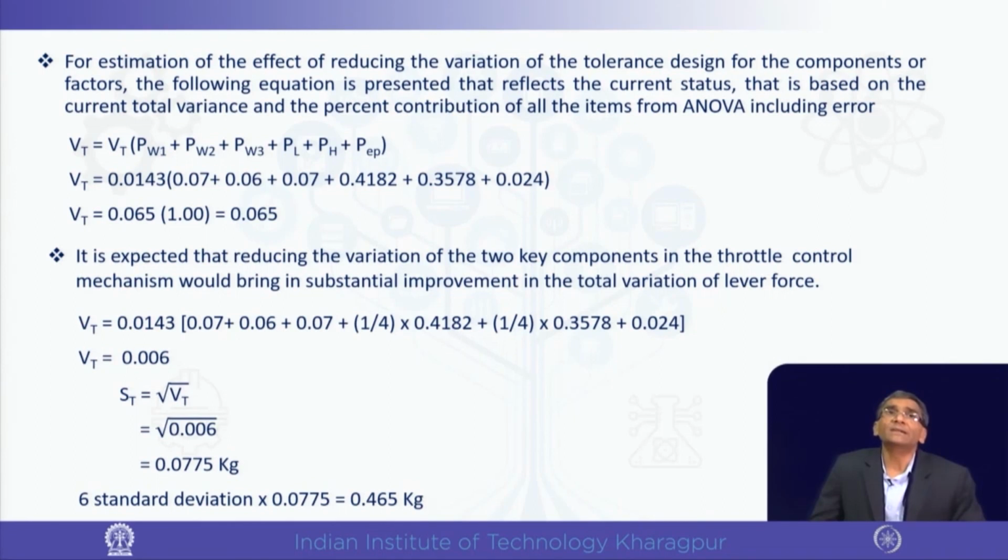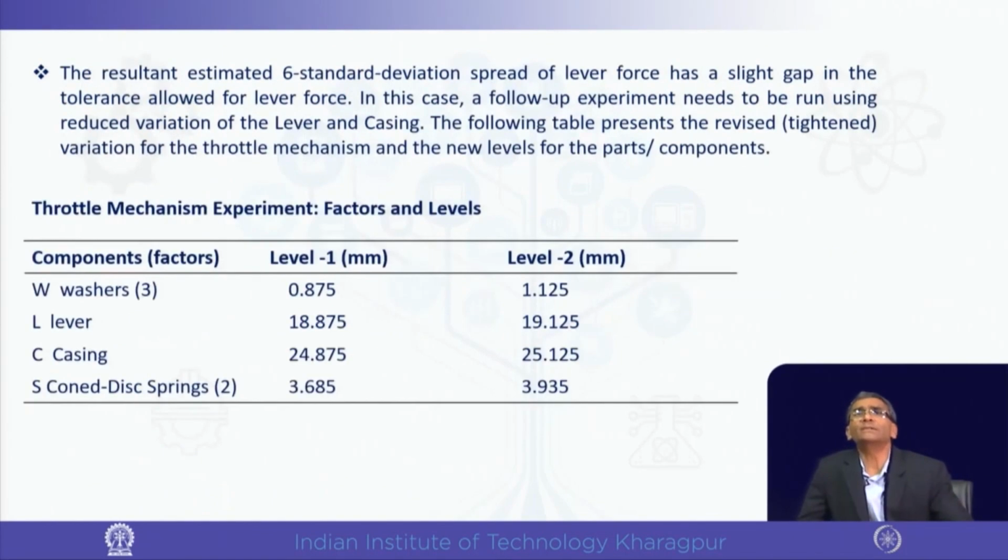Now, 6 standard deviation of that 0.0775 kg is 0.645 kg. Now, we will see if that works. Here you see that the first and last were the same, but in the middle two, the lever and casing, we are reducing the range, which was 18.75 to 19.25. We are increasing the lower level and reducing the higher level. So, what we are doing is tightening it. Instead of 18.75 it becomes 18.875 and 19.25 becomes 19.125, and the same is for the casing.